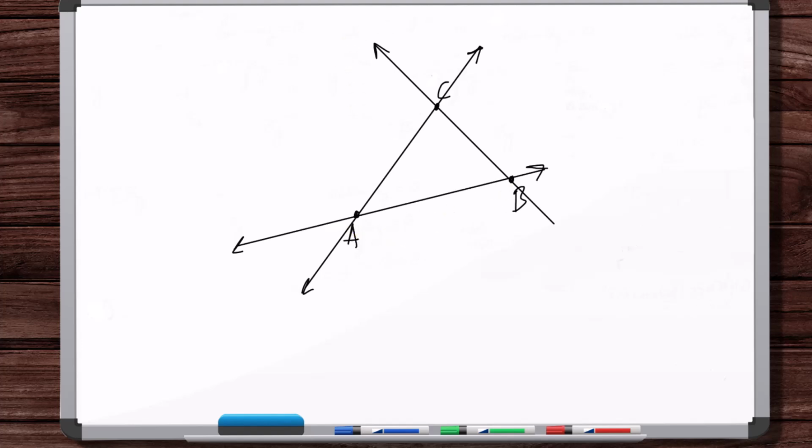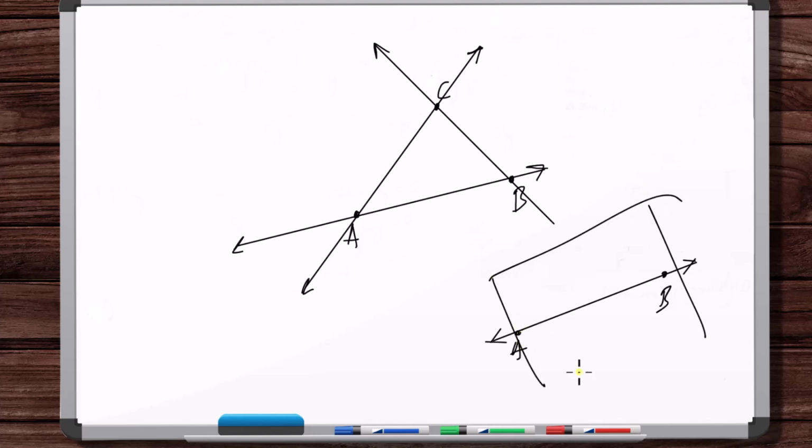Okay, now how many unique planes contain a single line? Well, that's going to be infinite. In a similar way that 1 point is going to contain an infinite number of different lines, one line will constrain an infinite number of different planes.